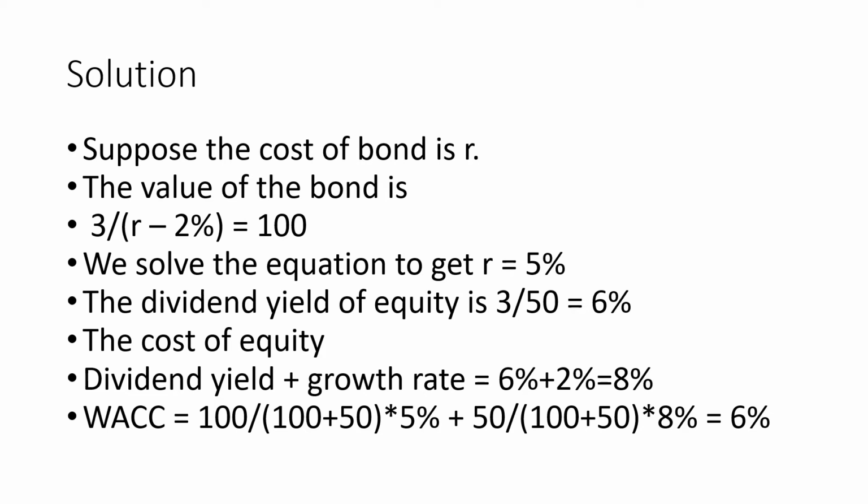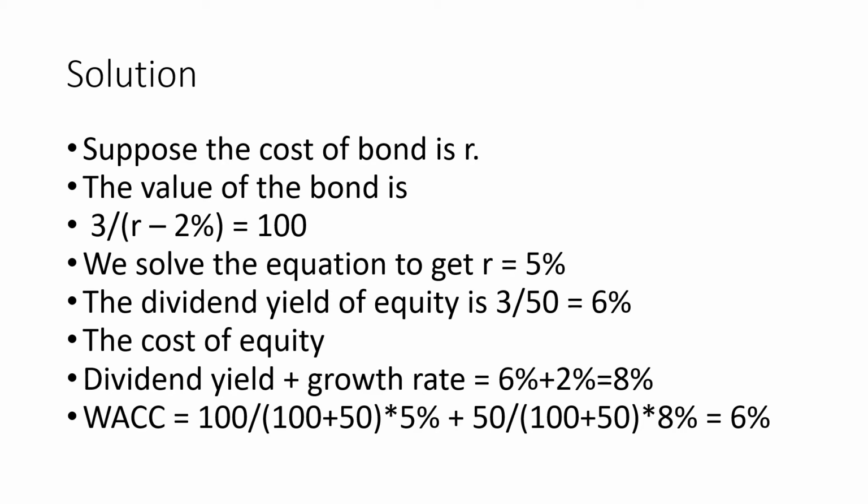The dividend yield of equity is dividend of 3 million over equity price of 50 million, so 3 divided by 50 is equal to 6%. The cost of equity is equal to dividend yield plus growth rate, which is 6% plus 2%, equal to 8%.